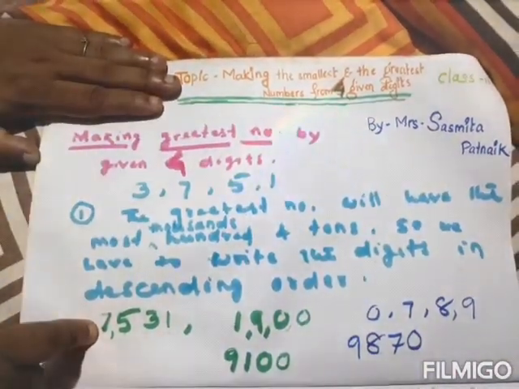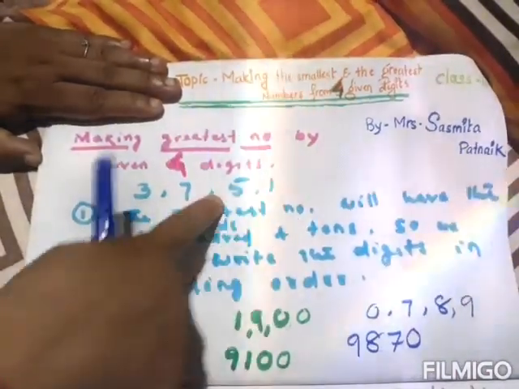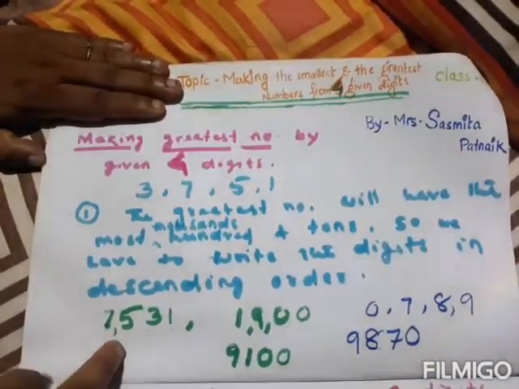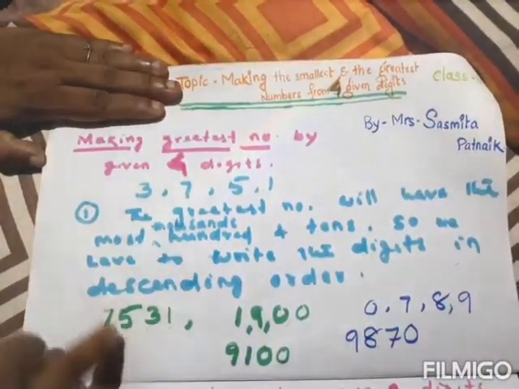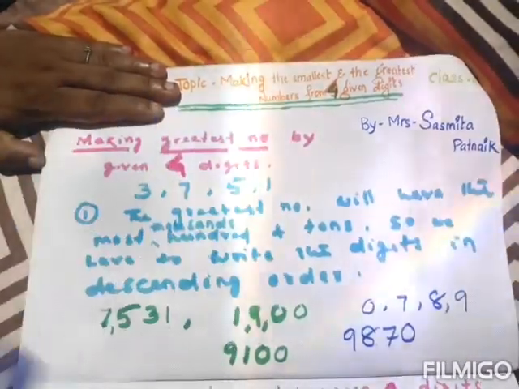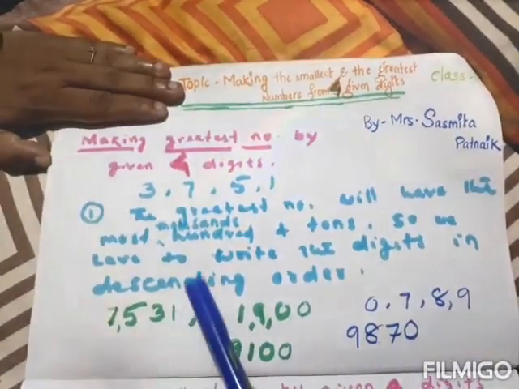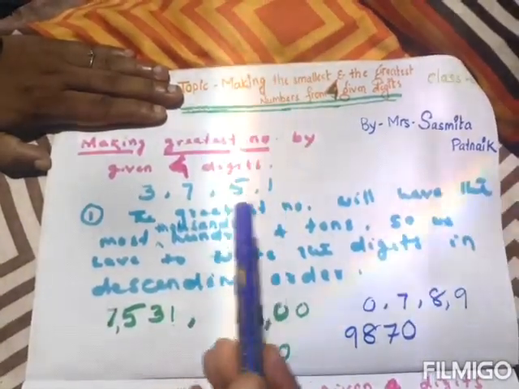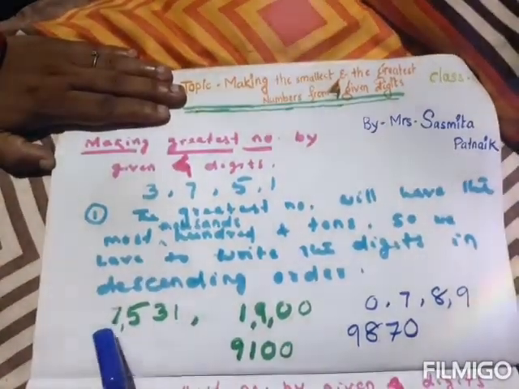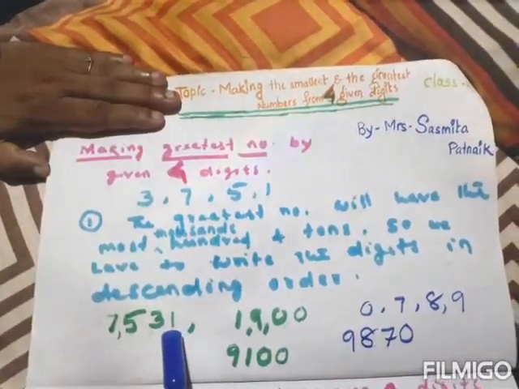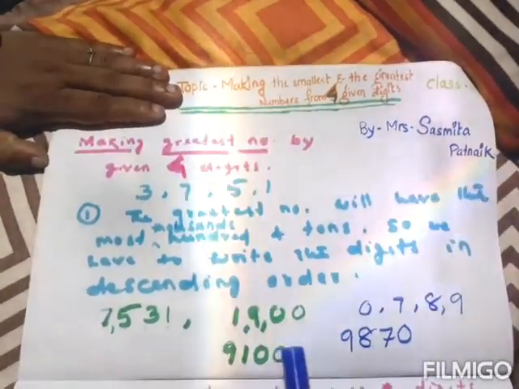Then among these 3, 5 and 1, which one is the bigger one? 5. Right. Then between 3 and 1, which one is the bigger? 3. And finally 1. So using 3, 7, 5, 1, the greatest 4-digit number is 7531. I am giving one more example.